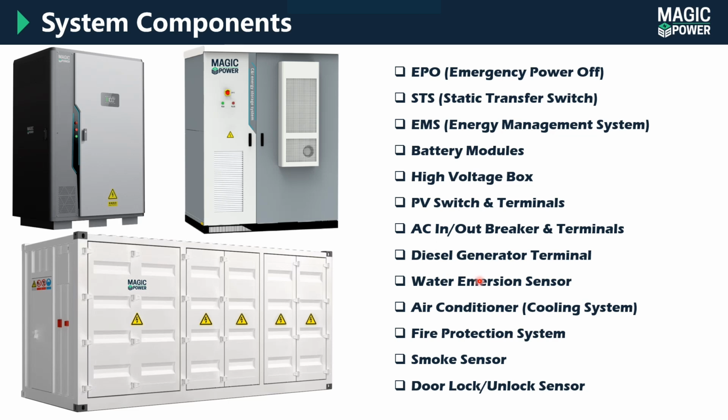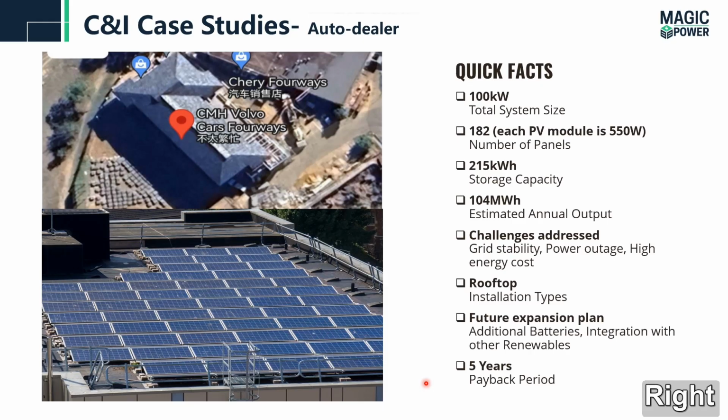If you talk about the sensors, the system is outdoor, so it has water immersion sensors, and the cooling system is an air cooling system, with a fire protection system, smoke sensors, and a door lock and unlock system. Sensors are installed in the system. Next we will learn some case studies of commercial and industrial energy storage systems.